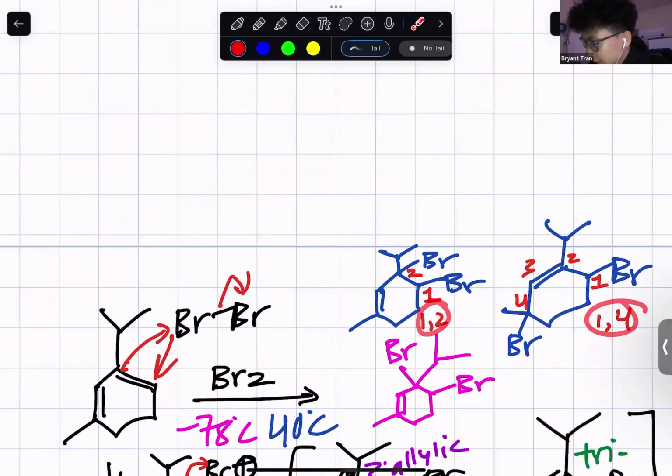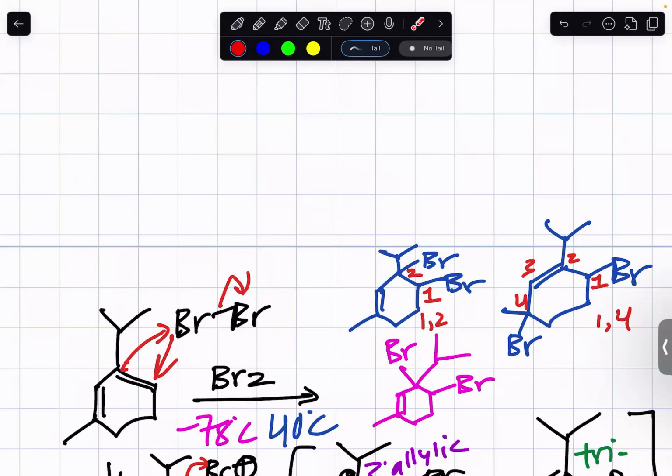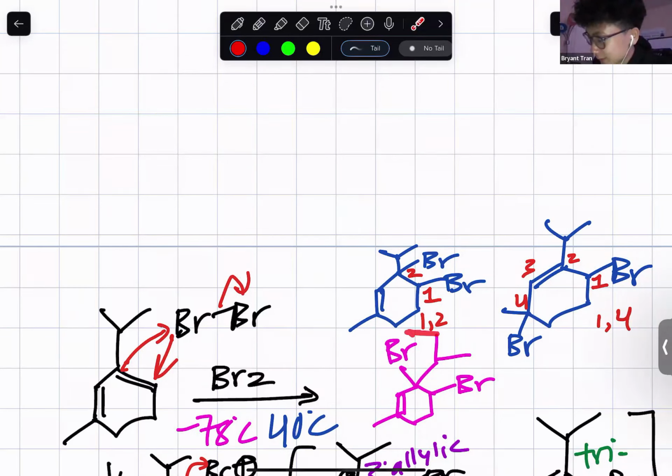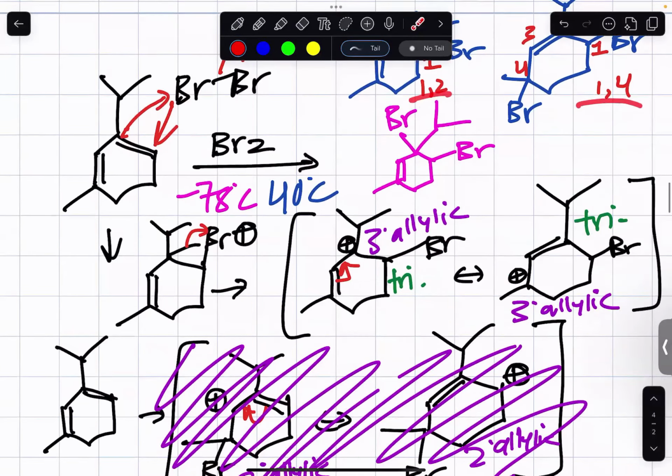So I don't like to think about it like that because there are exceptions for the examples. Typically, 1-2 is kinetic, 1-4 is thermodynamic, but not all the time. That's why I don't like teaching it that way. But I'm just showing it to you just in case you see it in lecture. 1-2, 1-4.